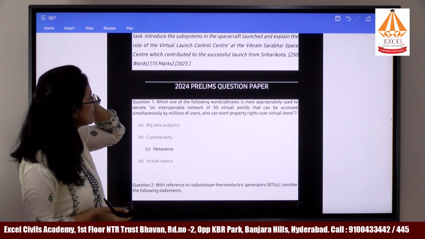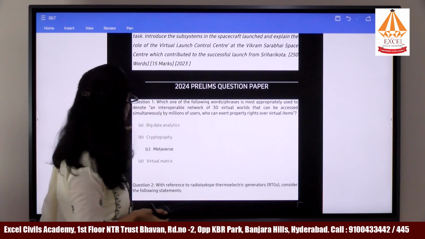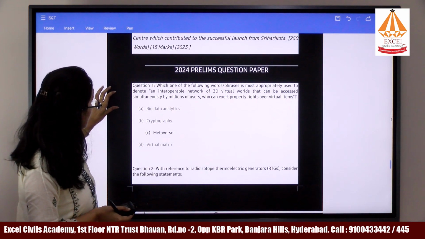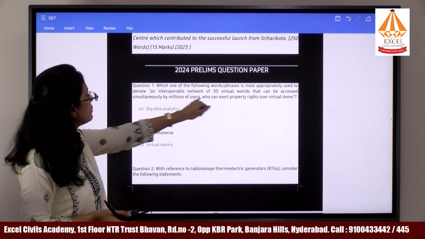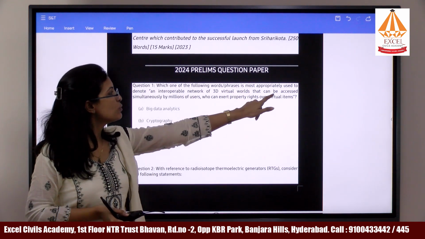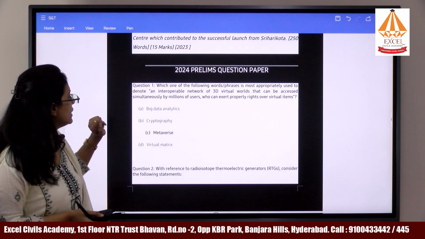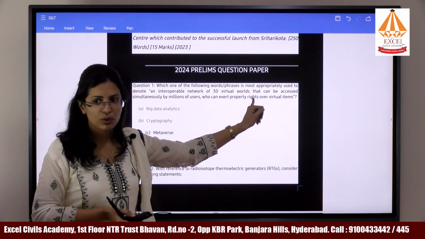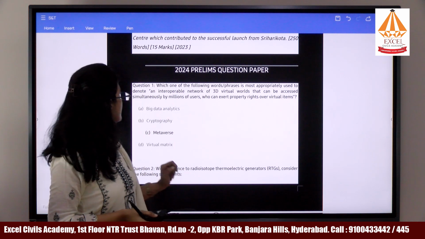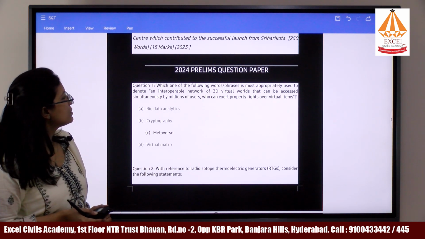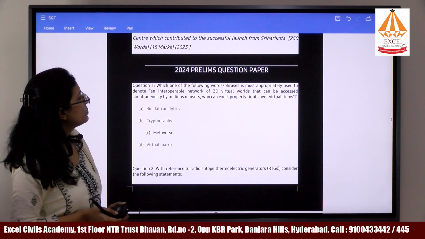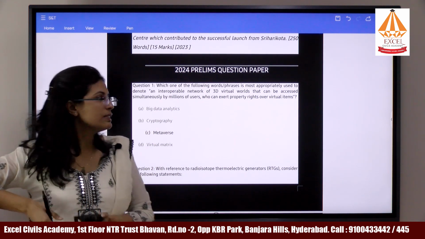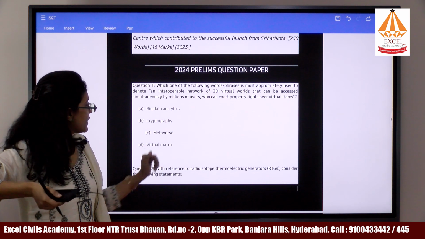See here, what I wanted to show you is, in this year's prelims question paper, this question was asked: which one of the following words or phrases is most appropriately used to denote an interoperable network of 3D virtual worlds that can be accessed simultaneously by millions of users who can exert property rights over virtual items? In last year's class, we discussed in detail about this.